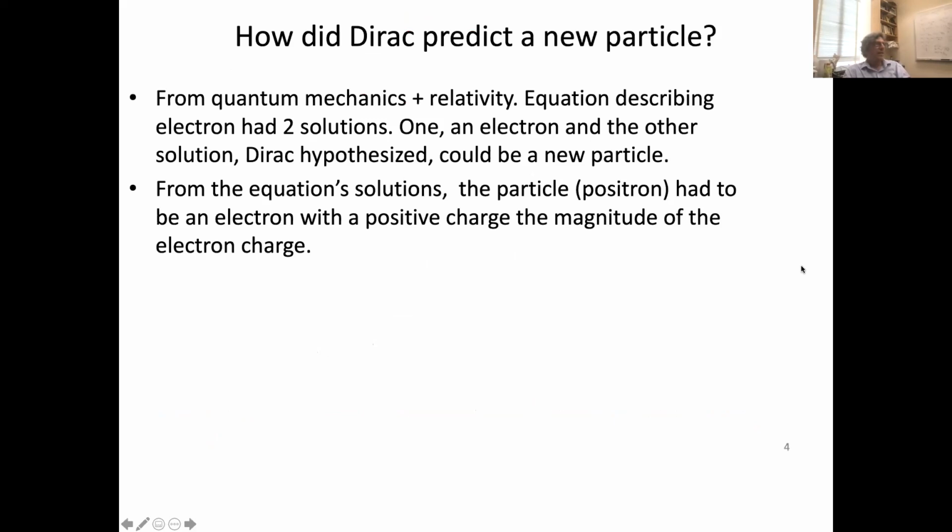So how did he predict it? Well, he took quantum mechanics and relativity. The equation describing the electron had two solutions, and one of them just wasn't an electron. So he hypothesized the existence of a new particle, the positron.